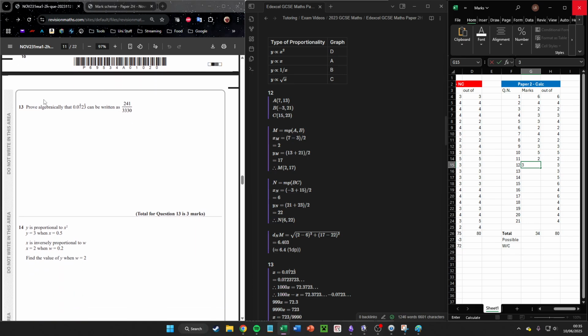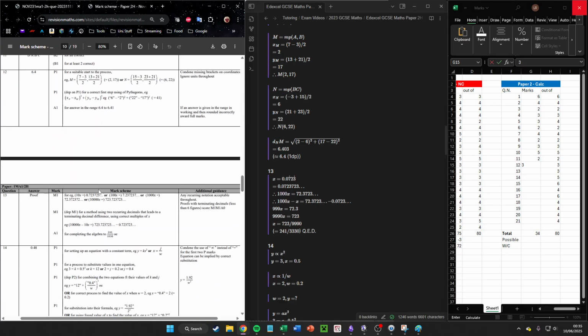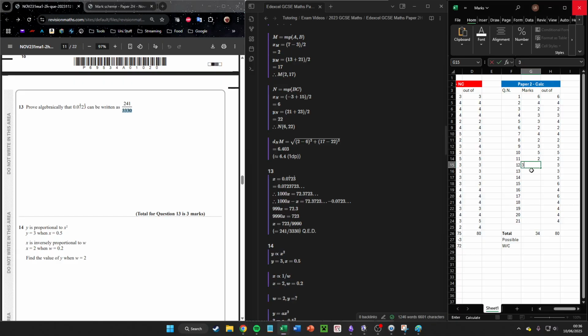Okay, question 13. Prove algebraically that this recurring decimal can be written as this fraction. And this is a proof, so I'm going to have to check what the steps are supposed to be. So 10x equals this, or 100x equals this, or 1000x equals this. And I did say 1000x equals 72 point whatever. Method using 2 recurring decimals that leads to a terminating decimal difference. And yeah, that's exactly what I did there to get 72.3. Like that. And then completing the algebra to 241 over 3,330. Yeah, so I don't see any reason why that wouldn't be 3 marks there for question 13.